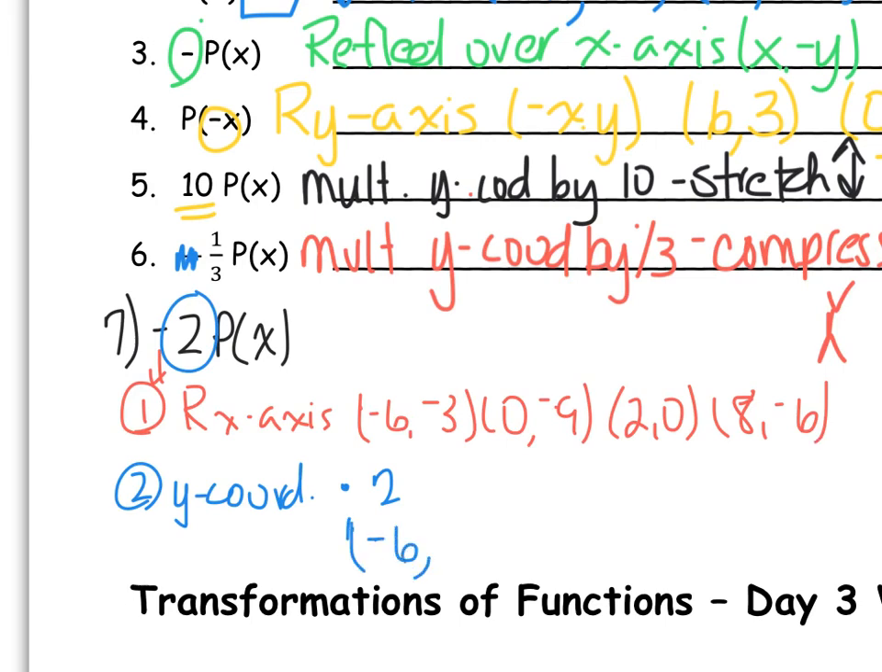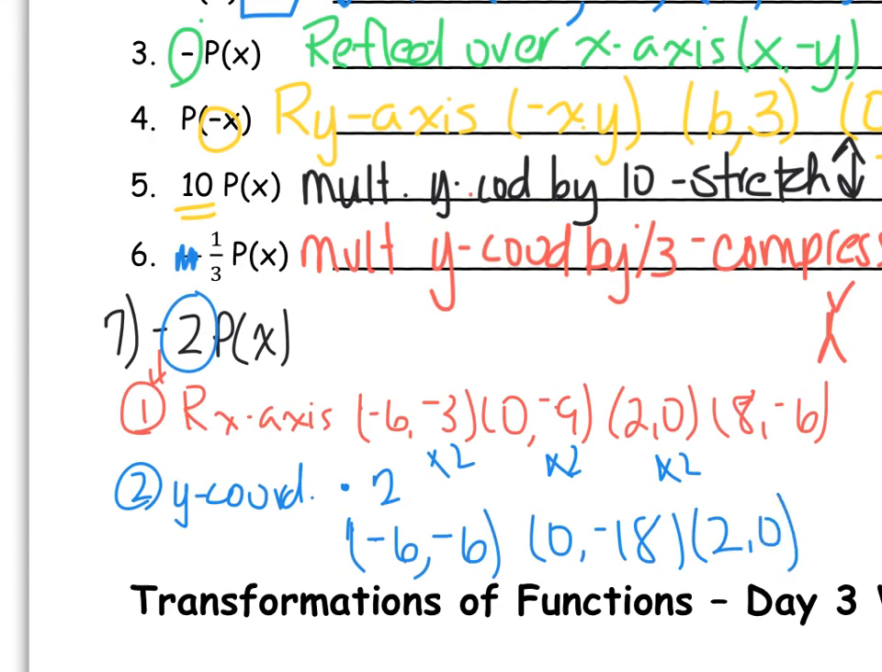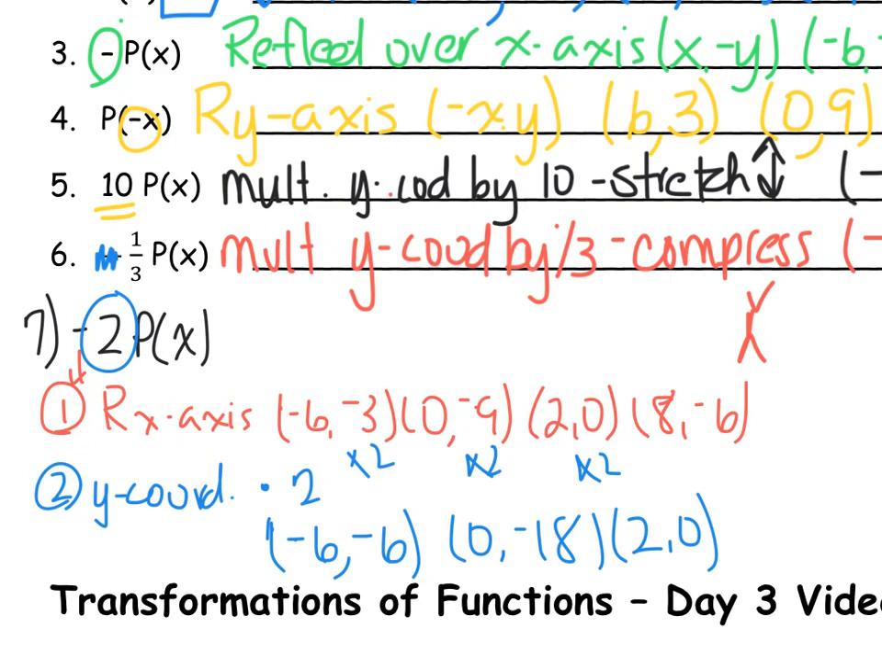So it's -6, -6, 0, -18. Remember, we're multiplying these times 2. This coordinate's not going to change. Ordered pair is not going to change, so we get 2, 0. And then for the last one, we get 8, -12. Because again, we're multiplying the y-coordinate by 2. And this is going to give us a vertical stretch. Again, the distance between the points and the x-axis is going to increase, it's going to double.